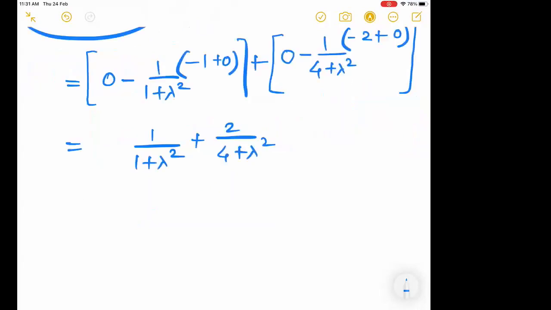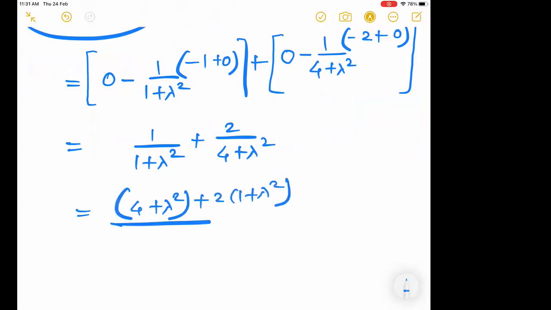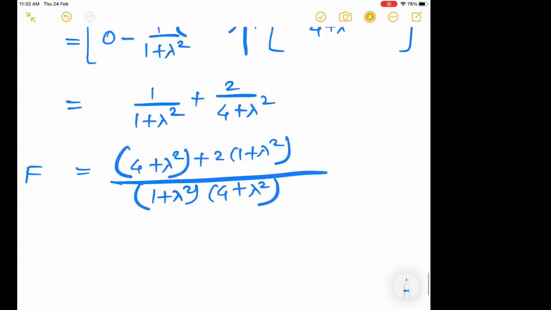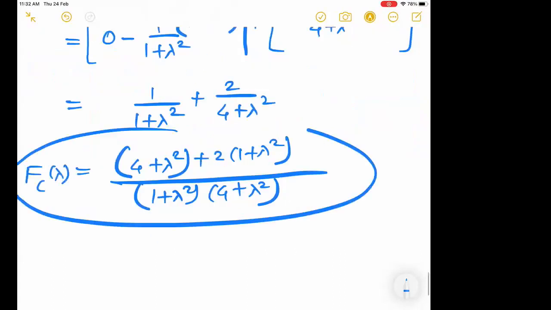If you want, you can simplify further by taking the LCM. So 4 plus lambda square plus 2 into bracket 1 plus lambda square, upon 1 plus lambda square into 4 plus lambda square. So this is the answer for the Fourier cosine transform. Correct? 4 plus 2 is 6, plus 3 lambda square, upon 1 plus lambda square into 4 plus lambda square. This is the Fourier cosine transform of the given function. Any doubt?